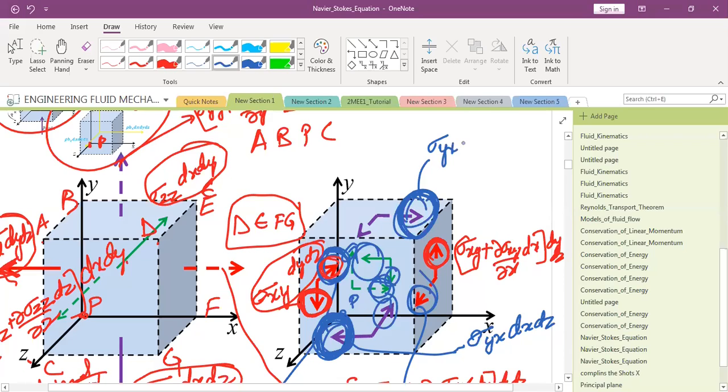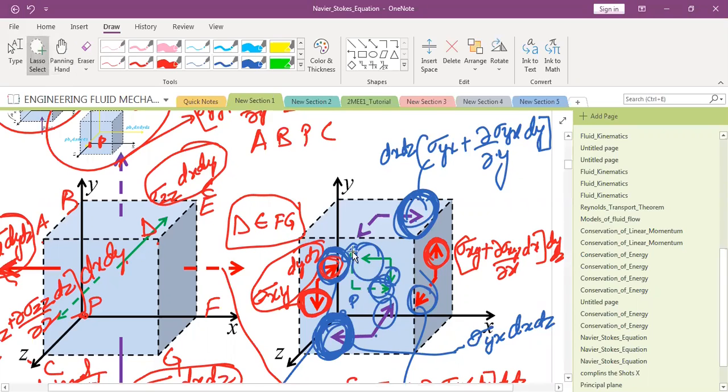Sigma yx plus curly sigma yx by curly y into dy, everything multiplied by dx dz. These are two forces. What about this force?